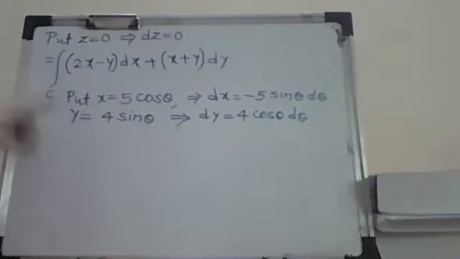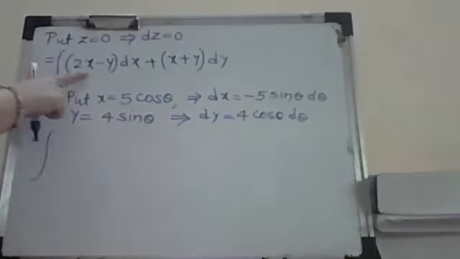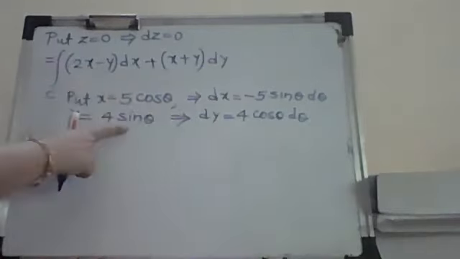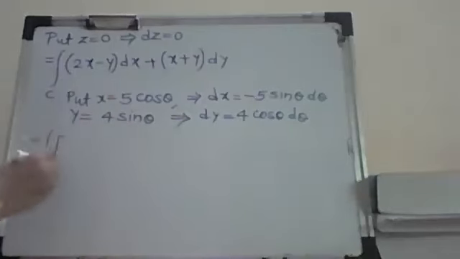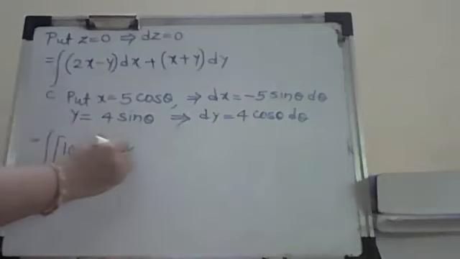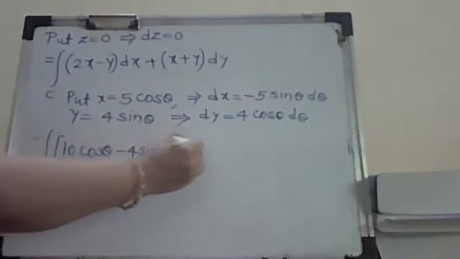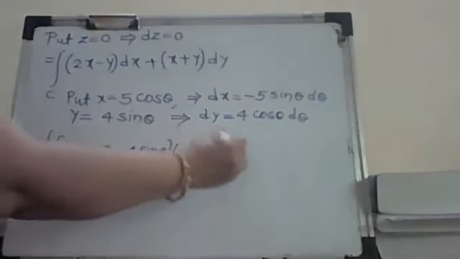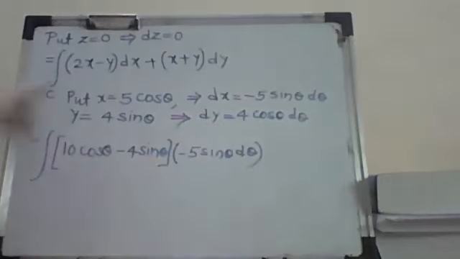Now after this we'll substitute these values here. In place of x I have to put this, in place of dx we are going to put this, in place of y I'll put this. So substitute it properly. This will give you 2 times 5 cos theta, 5 2s are 10, so 10 cos theta. Then we have minus y, which is minus 4 sin theta, and outside it is minus 5 sin theta d theta. This is my first term.